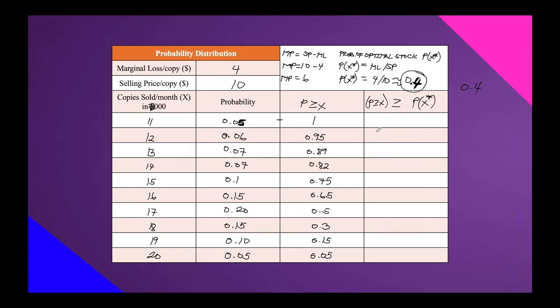Mas mataas ba? 1. Mas mataas ba sa 0.4? Yes. Okay, 0.95. Mas mataas ba 0.4? Yes. 0.89. Yes, of course. 0.82. So, this will be yes. 0.75. Yes. Higher siya sa 0.4. 0.65. Yes. Higher siya sa 0.4. 0.5. Yes. Higher pa rin siya sa 0.4.